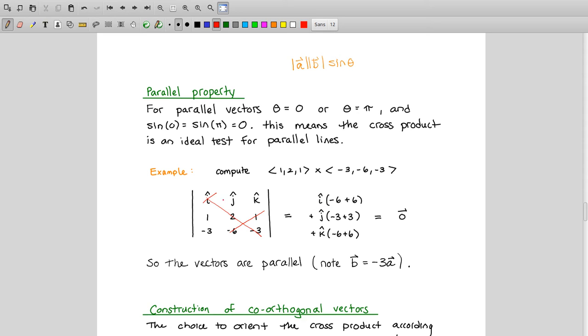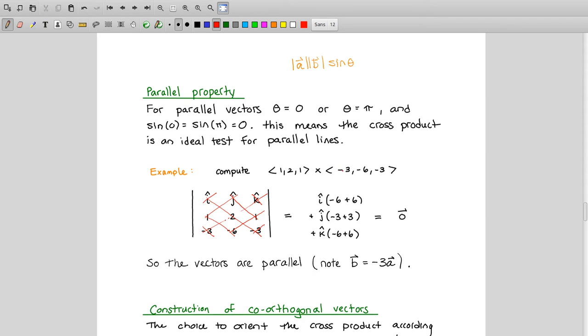I have j hat, 1 times negative 3, minus negative 3 times 1 times j. So that's j hat times negative 3 plus 3. K hat, 1 times negative 6, minus negative 3 times 2, that's negative 6 plus 6 k hat. All of these vanish, and so the cross product is 0. And that tells us the vectors are parallel.